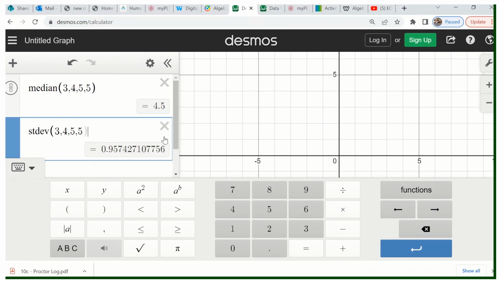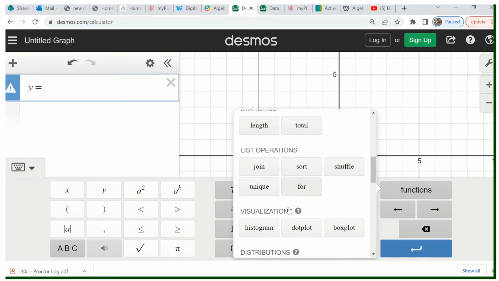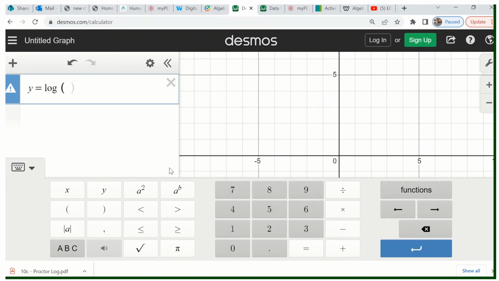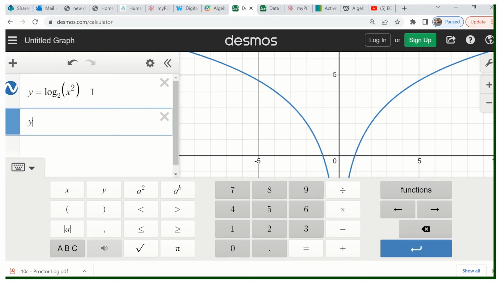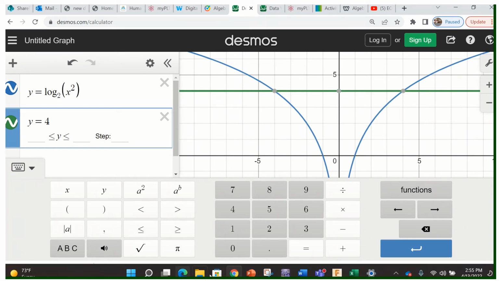I'll make one up. We'll do y equals, don't forget that y equals, and remember I said that log, it's under calculus for some reason. That's an ln. So log, and then I can put in base 3 of, we'll just say x squared, and then my other one might be y equals 4. And you would be looking again for that x coordinate where they intersect. That comes out nice, -4 and 4. That one comes out really nice. But something like that, and you'll use that to solve.